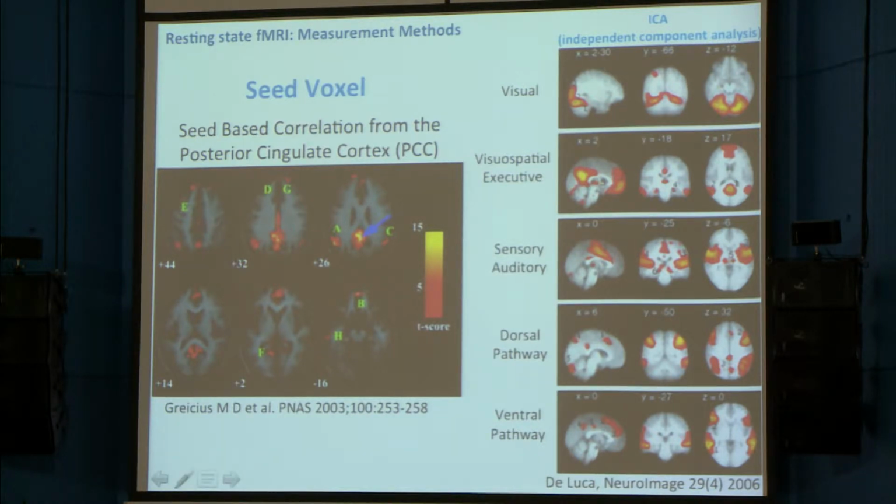Another much more efficient way of looking at the data, a little bit more of a black box though, and so it's open for interpretation, is ICA. This is some work by Steve Smith's group at Oxford, doing some preliminary ICA results where all the networks sort of naturally fall out, looking at the spatial independence.